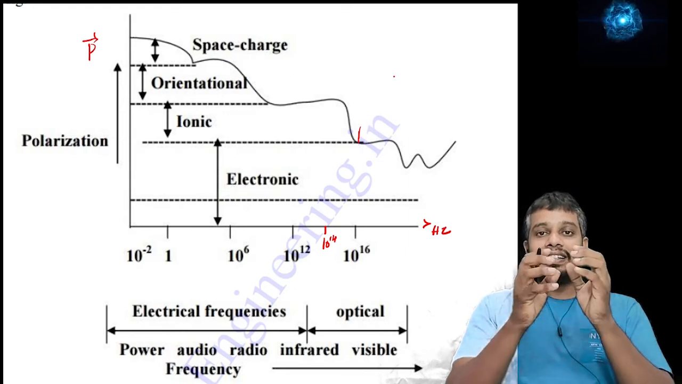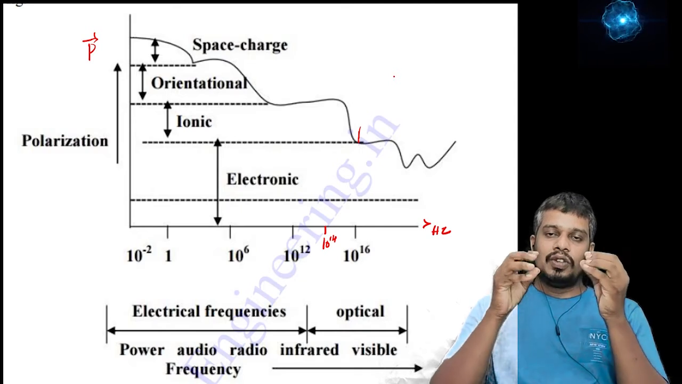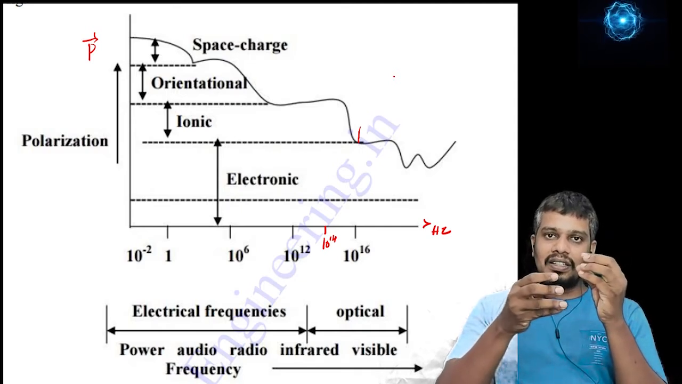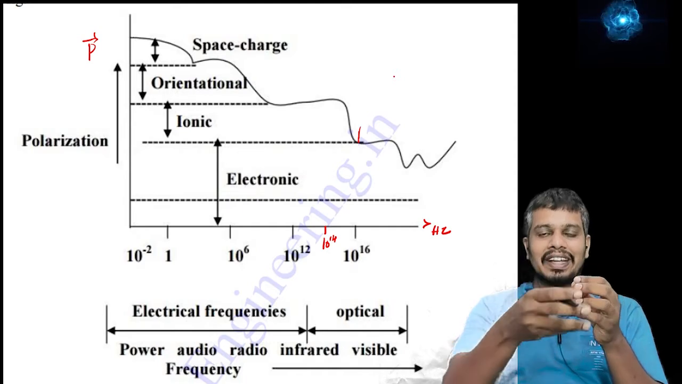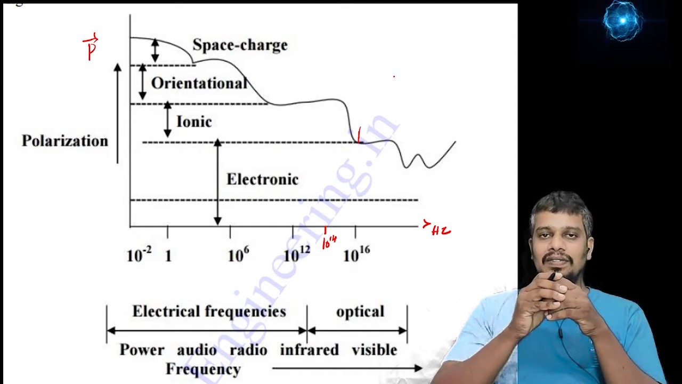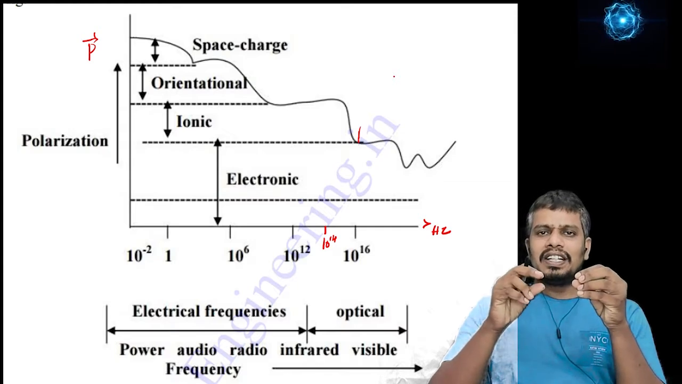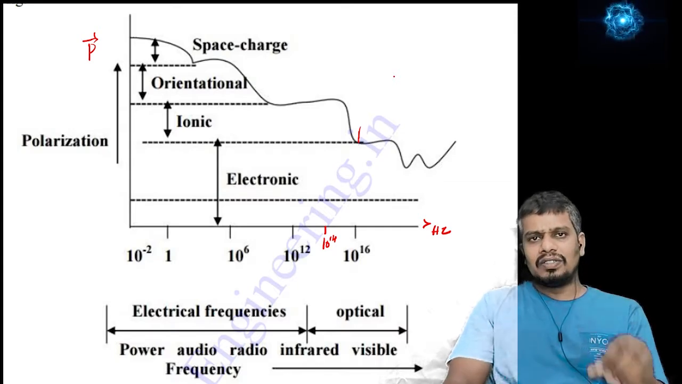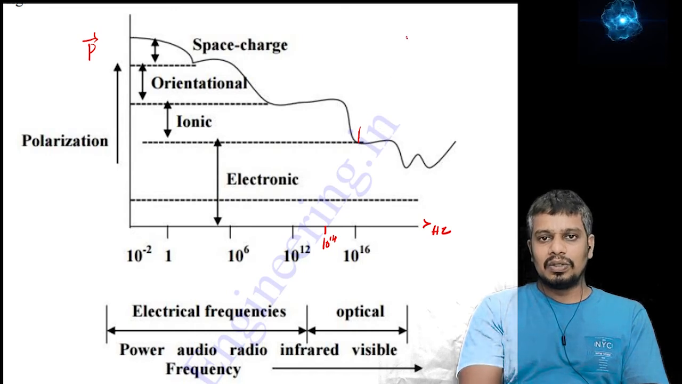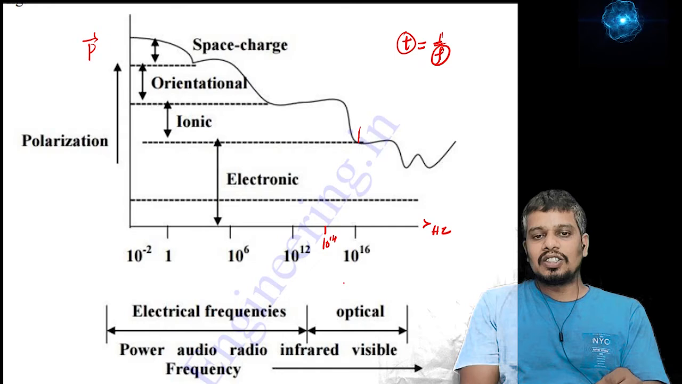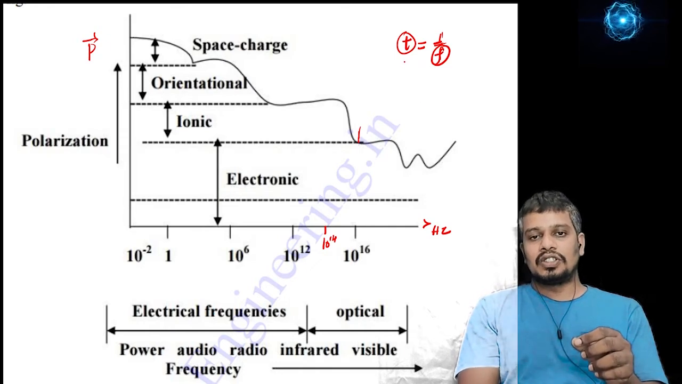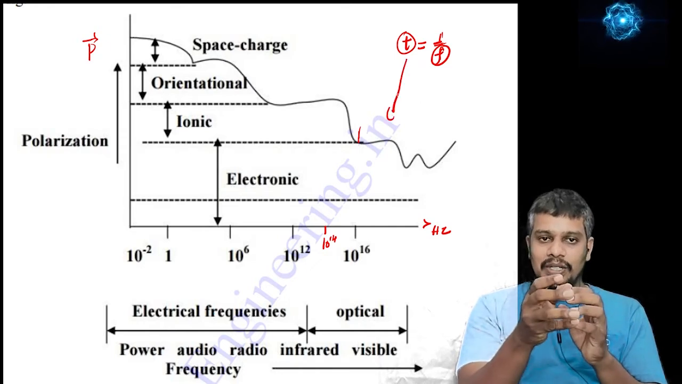Why? Because the electron mass is so small. Even if you apply the electric field for a short time, that means an instant of time, the electron can respond to the external alternating field. We know the time is inversely proportional to the frequency by the Fourier relation, so when the frequency is larger, the time is so small. That means at high frequency, that means shorter time, the electron will respond.